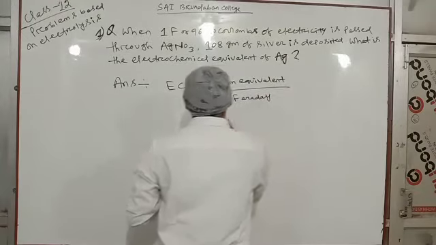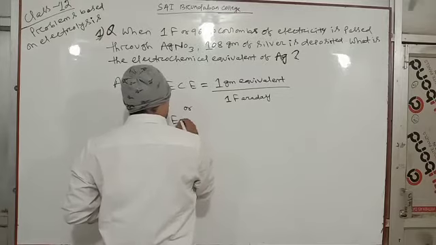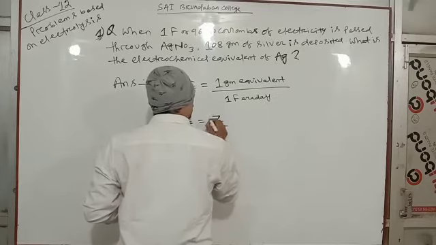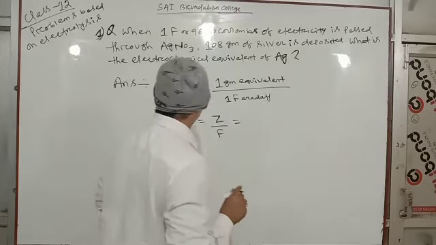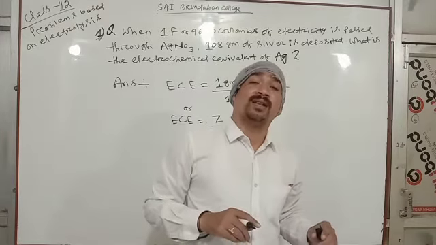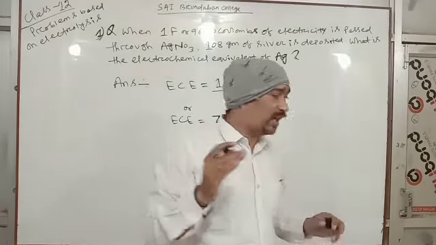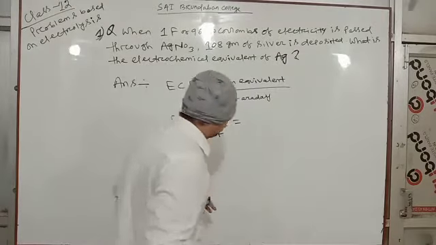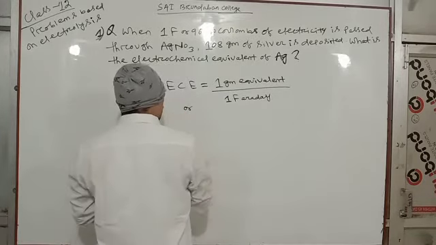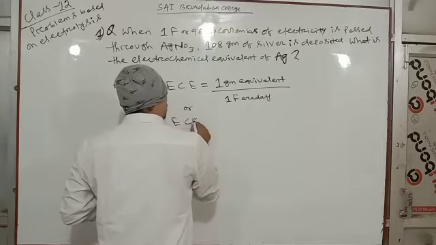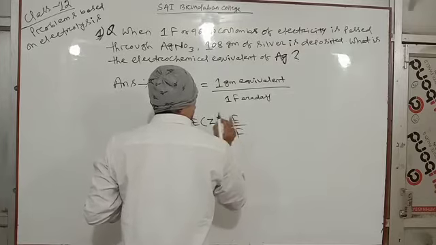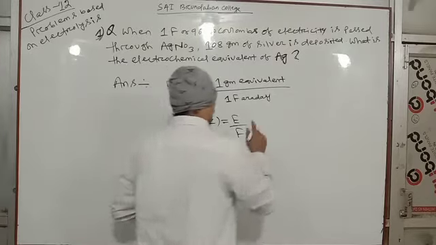96500 coulomb. So as we know, EC equal to Z by F. Z is how much? Z is electrochemical equivalent. So ECE, that is Z equal to E by F.